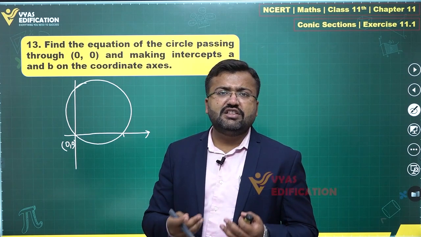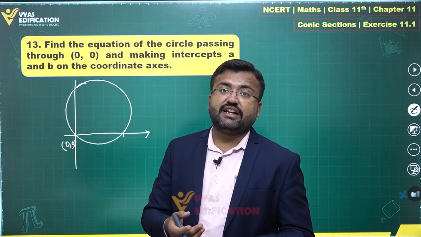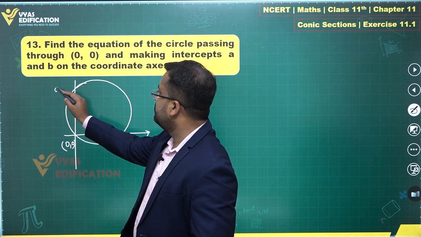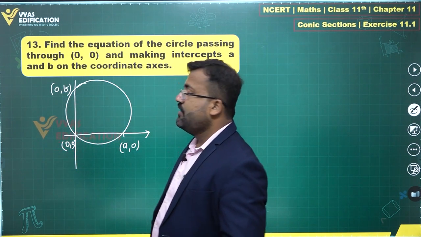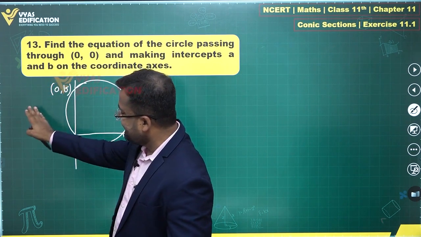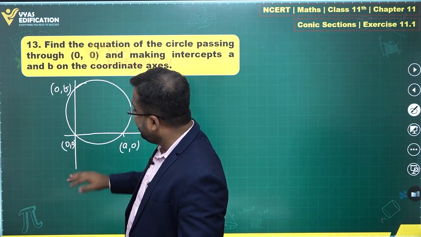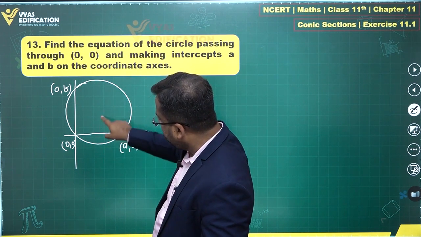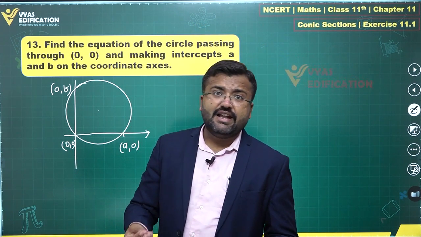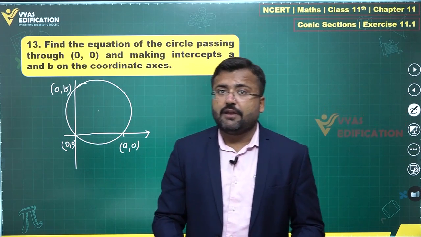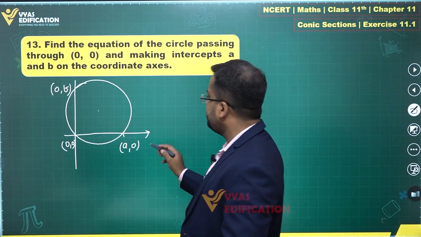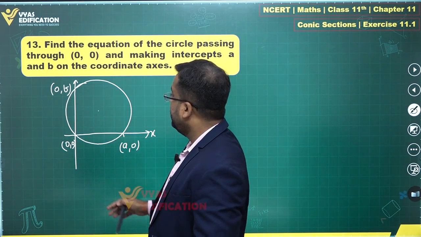A and b on the coordinate axes means the first intercept a is on the x-axis, the second intercept b is on the y-axis. This is (a, 0), this is (0, b). These are the points. That's what we have, right? A could be negative and this circle could lie in this particular way. B could have been negative, so the center could have lied in any of these quadrants depending upon the signs of a and b. But the signs will take care of themselves. Why worry about the signs from now only?